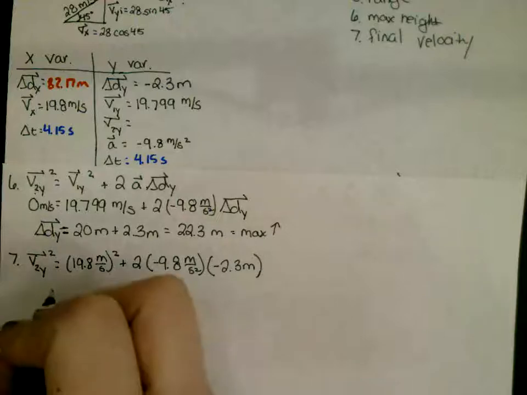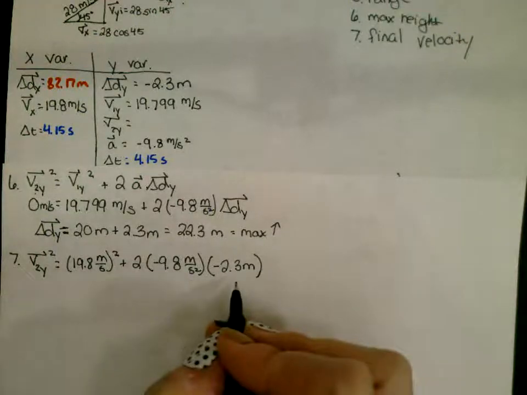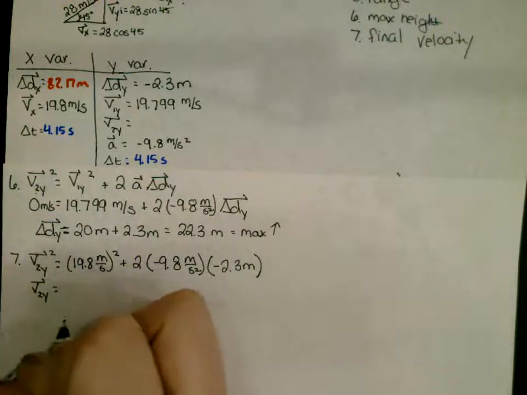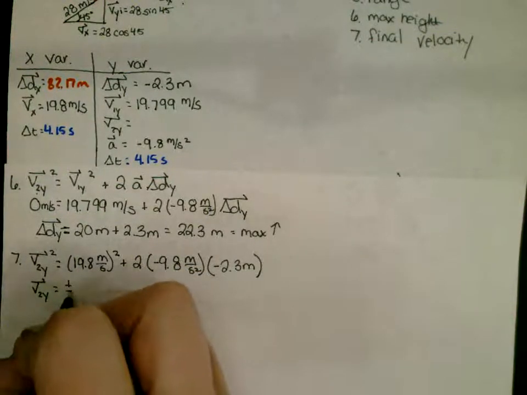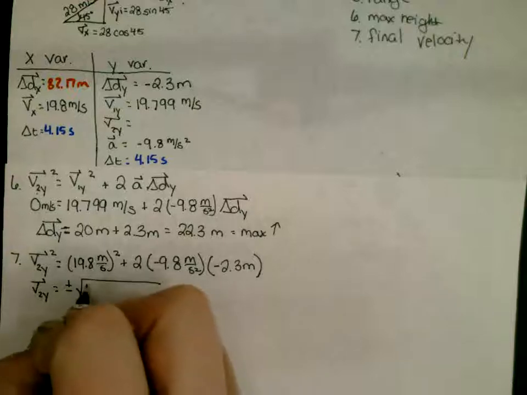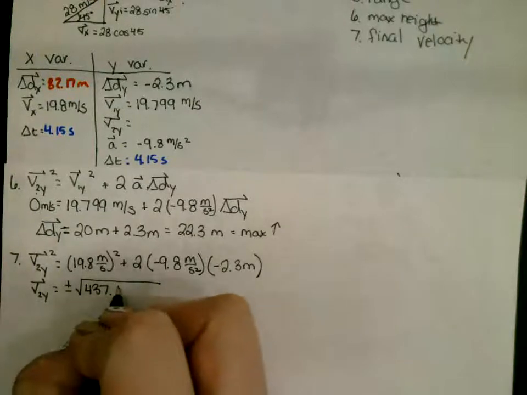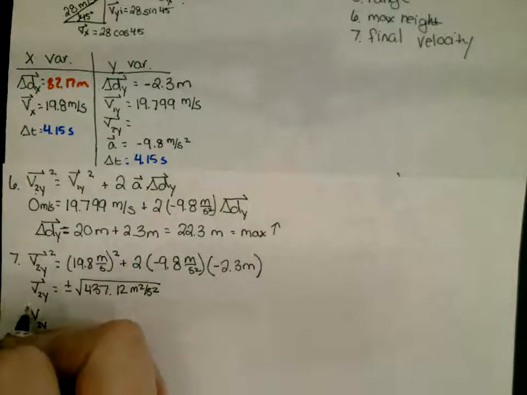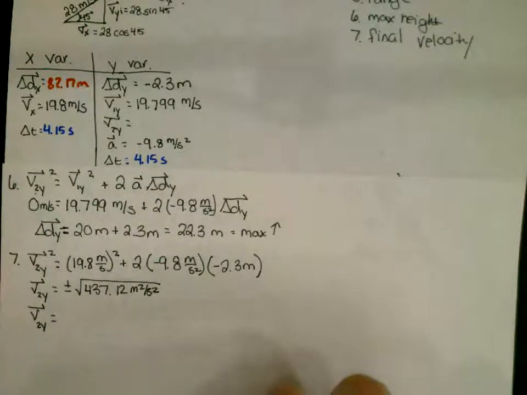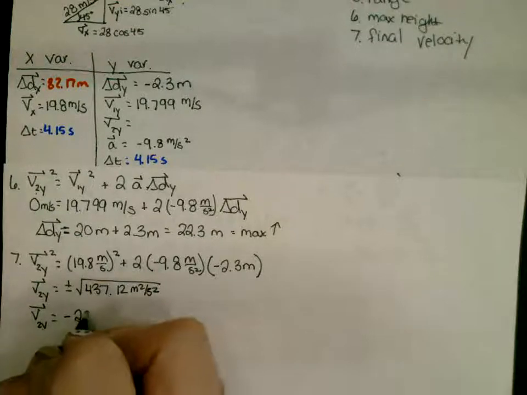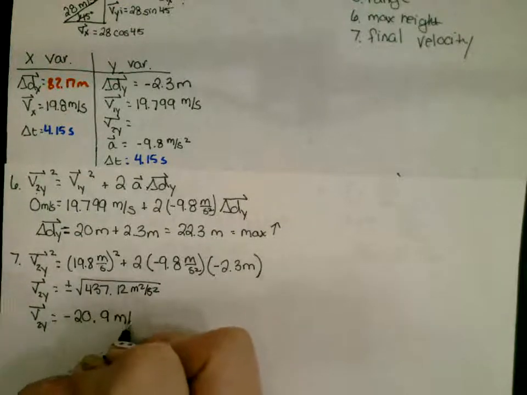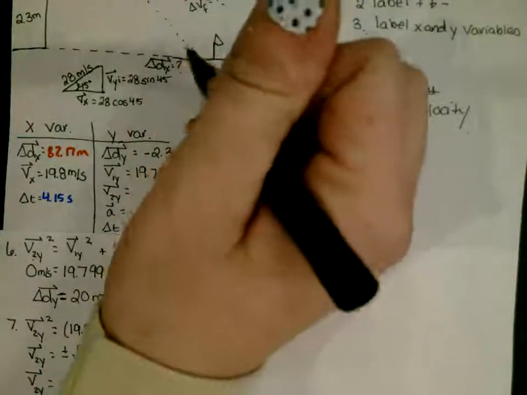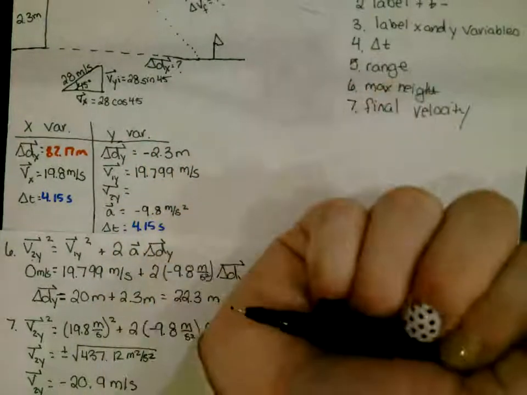All right, so I'm going to plug in what I have, or I did plug in what I have. I'm going to get that my velocity is plus or minus the square root of 437.12 meters squared per second squared. So this final vertical velocity is going to be negative 20.9 meters per second. Again, I chose the negative because I know when we land, we're looking at this velocity going down.